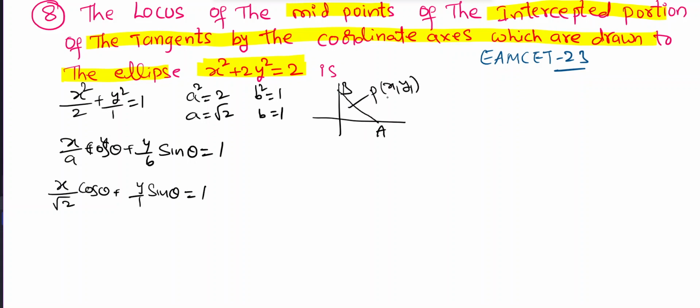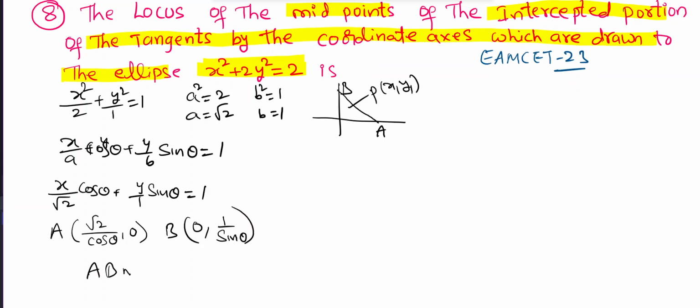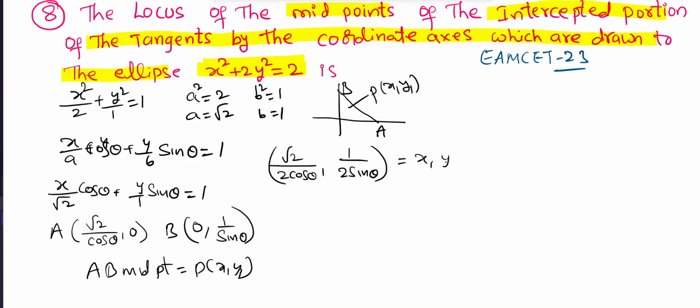Here the midpoint is taken as x1, y1. The point A lies on the x-axis. Substituting y is equal to 0 in the equation, this is root 2 by cos theta, comma, 0. And the point B lies on the y-axis. Substituting x is equal to 0 in this equation, this is 0, comma, 1 by sin theta. Now the midpoint of AB is given as P(x1, y1). So the midpoint of AB is root 2 by 2 cos theta, comma, 1 by 2 sin theta, is equal to x1, y1.